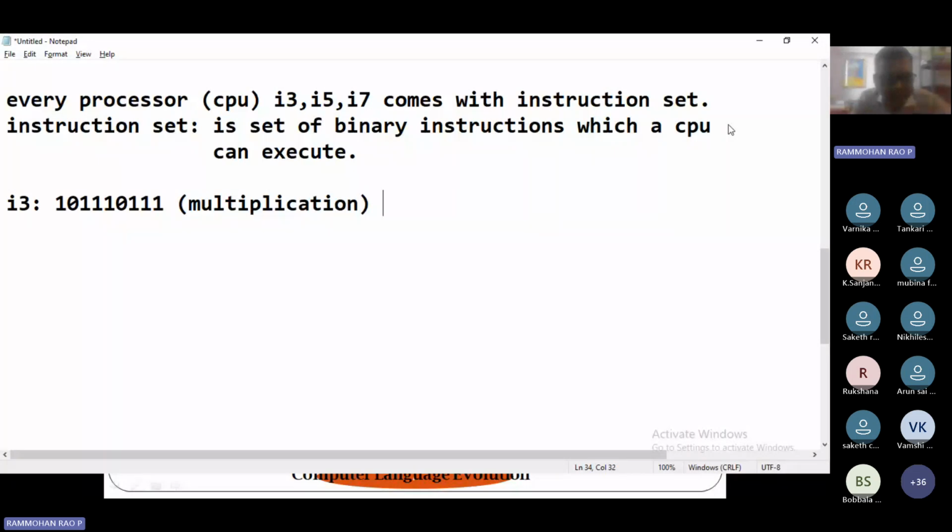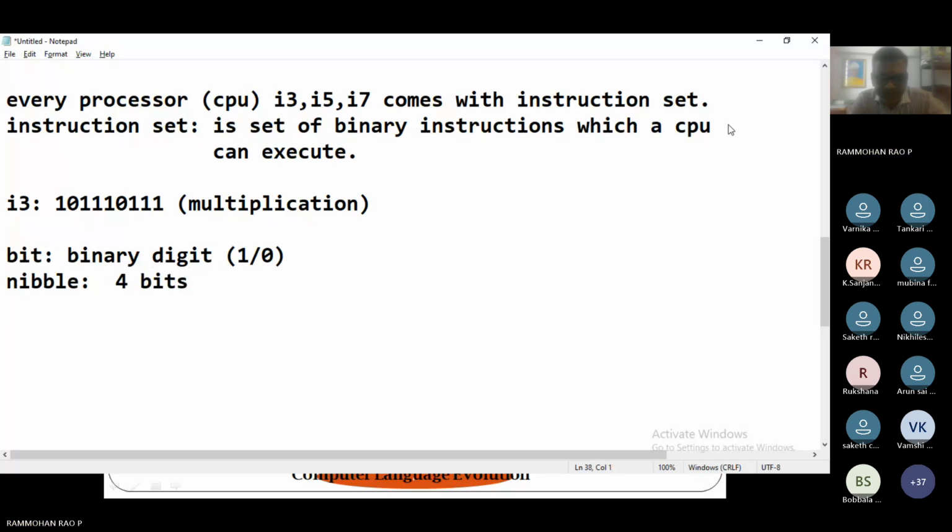Before that, let me explain how to convert data into binary form. First of all, there is an important word called bit. Bit stands for binary digit. It can be either 1 or 0, any one digit. Then nibble. Nibble means 4 bits. Then byte. Byte means 8 bits.